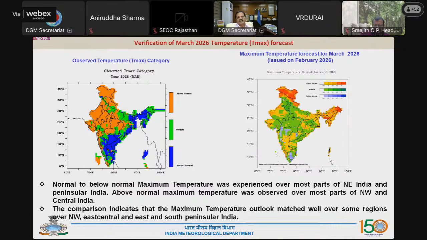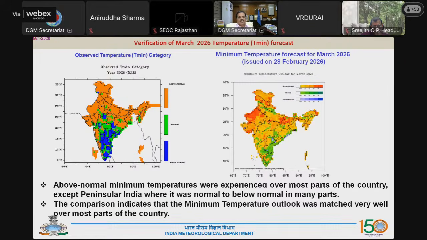Now let us look at the maximum temperature forecast. On the right-hand side was the maximum temperature forecast, and the left-hand side was the actual maximum temperature. So here also, for East and Northeast India, it has been mainly because of the western disturbance, thunderstorm, lightning, etc. It was not picked up by the model on seasonal scale or monthly scale, and hence it could neither predict correctly the rainfall nor the maximum temperature.